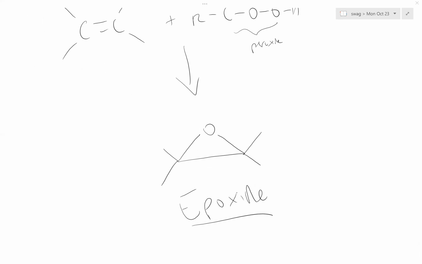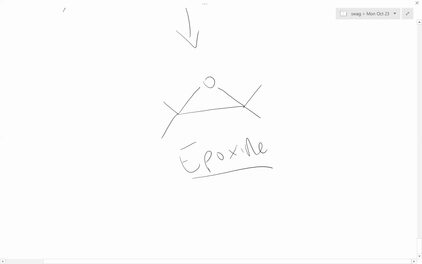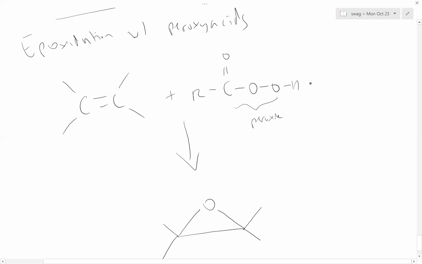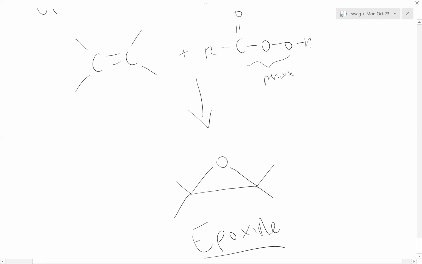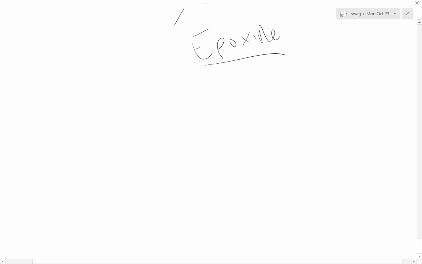So it's very, very important. So now, the way you'll see this, the most, because again, RC double bond OOH, it's a very generic peroxide, generic peroxy acid. The most famous one that you'll see that will give you an epoxide looks like this.